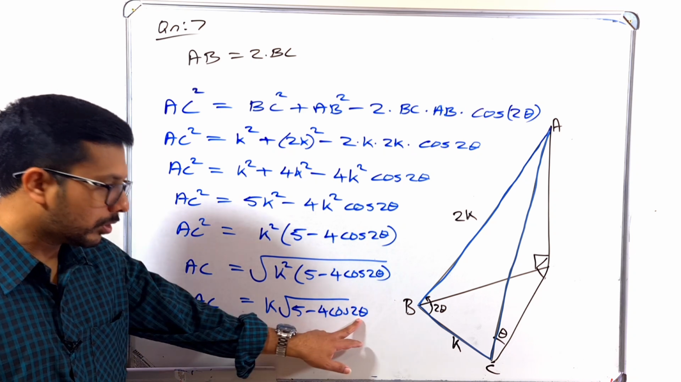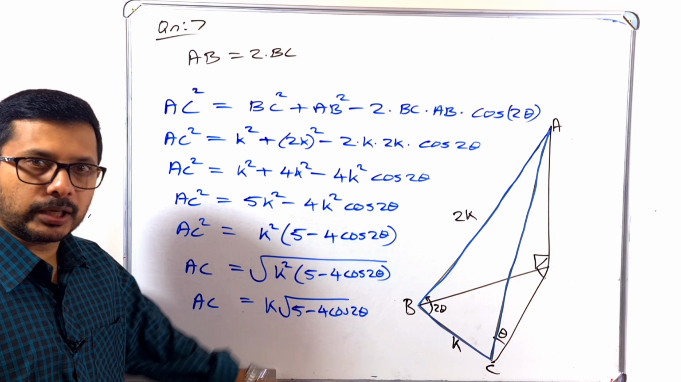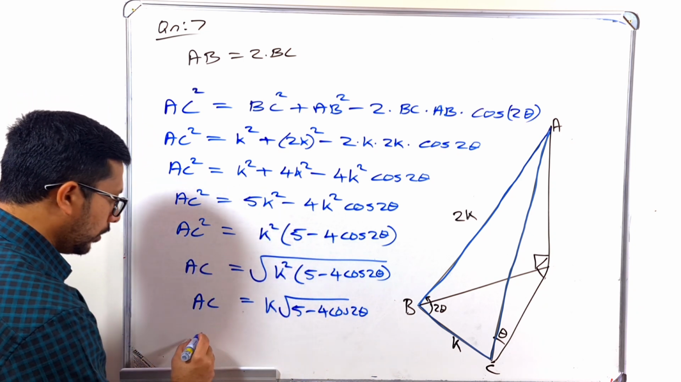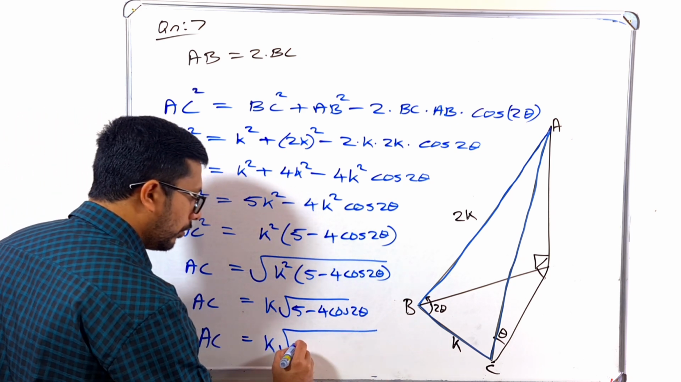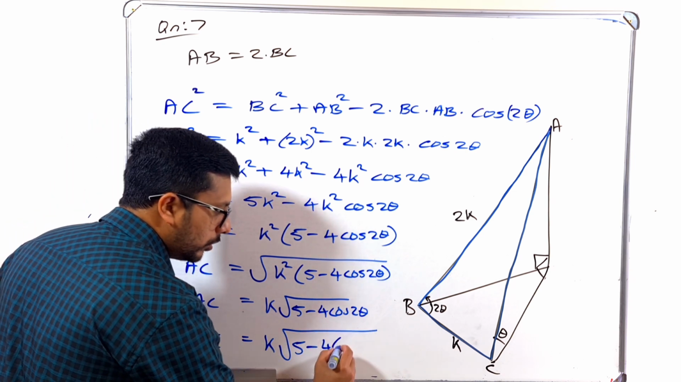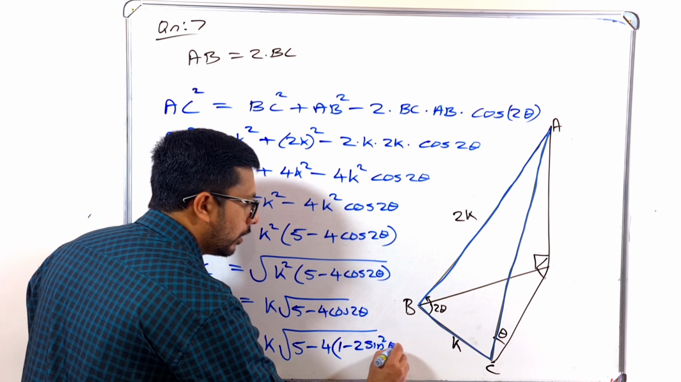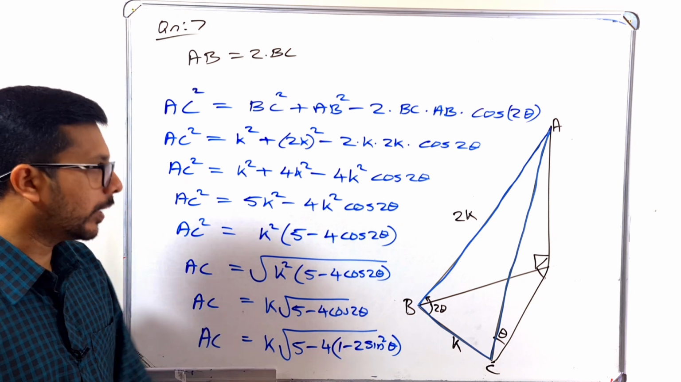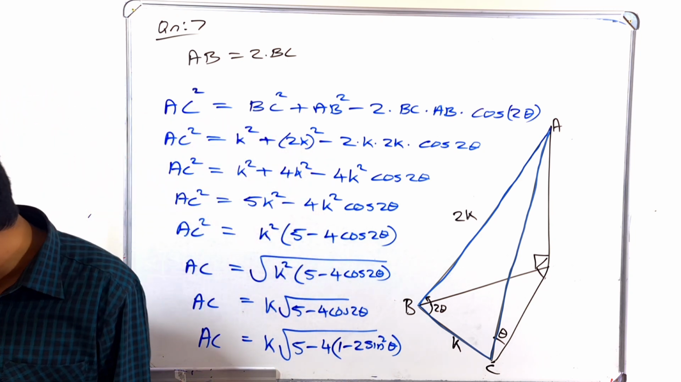Okay, so cos 2 theta, you remember the double angle formula: cos 2 theta is 1 minus 2 sine square theta. So this AC is equal to K into square root of 5 minus 4 into, instead of cos 2 theta, I am going to write that formula, 1 minus 2 sine square theta. Now we have to expand this bracket. What is that? You pause the video and write this one. I'm going to erase the top part.